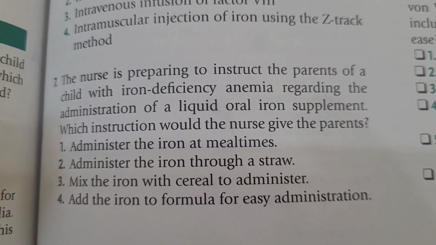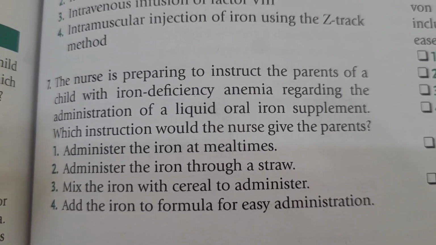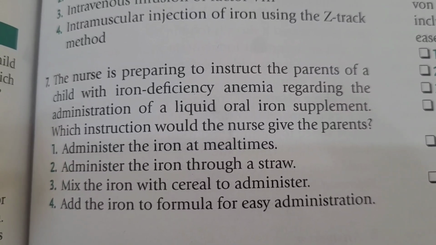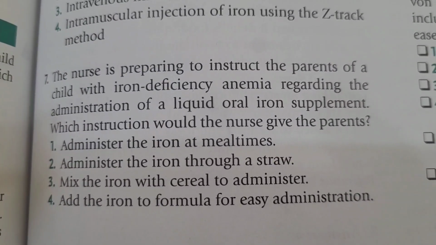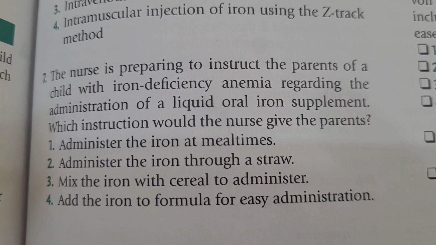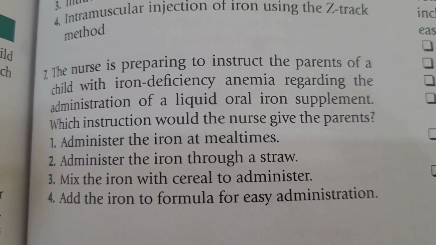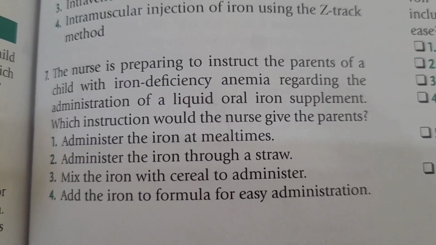See, 3 is mix the iron with cereal to administer. Number 4, add the iron to formula for easy administration. Never ever will we do this. Iron is not added to the formula or mixed with cereal or any other food items. So 3 and 4 we will eliminate.